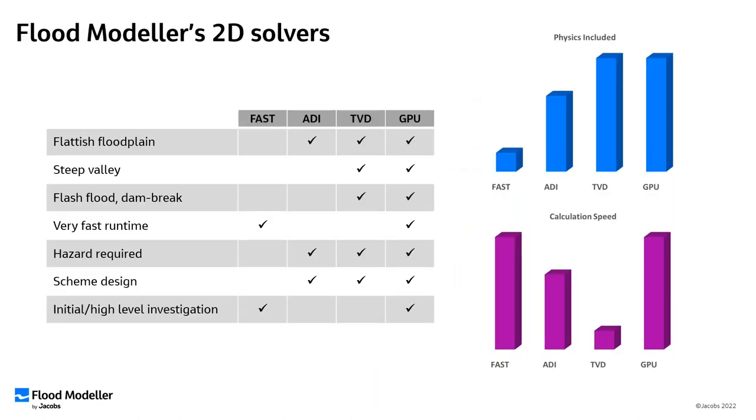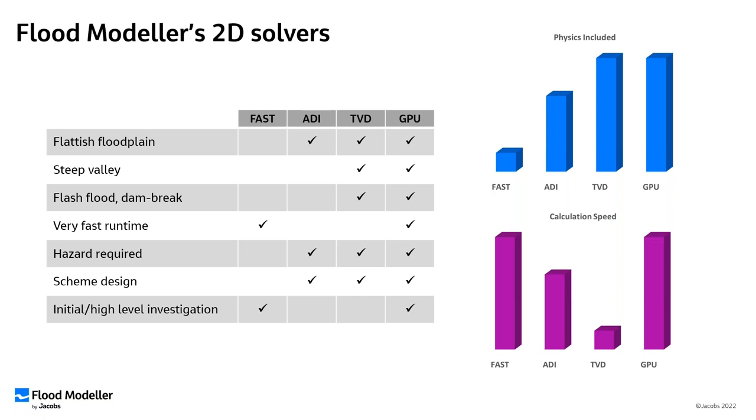So, I alluded to solvers on the previous slide. There are four solvers available in Flood Modeler. These are solving the 2D shallow water equations, and we're doing that in a variety of ways here. So there's three CPU solvers in the form of FAST, ADI, and TVD, and then there's a GPU solver as well. I think that's available already, but it's going to be made available for general release in version 6.1.